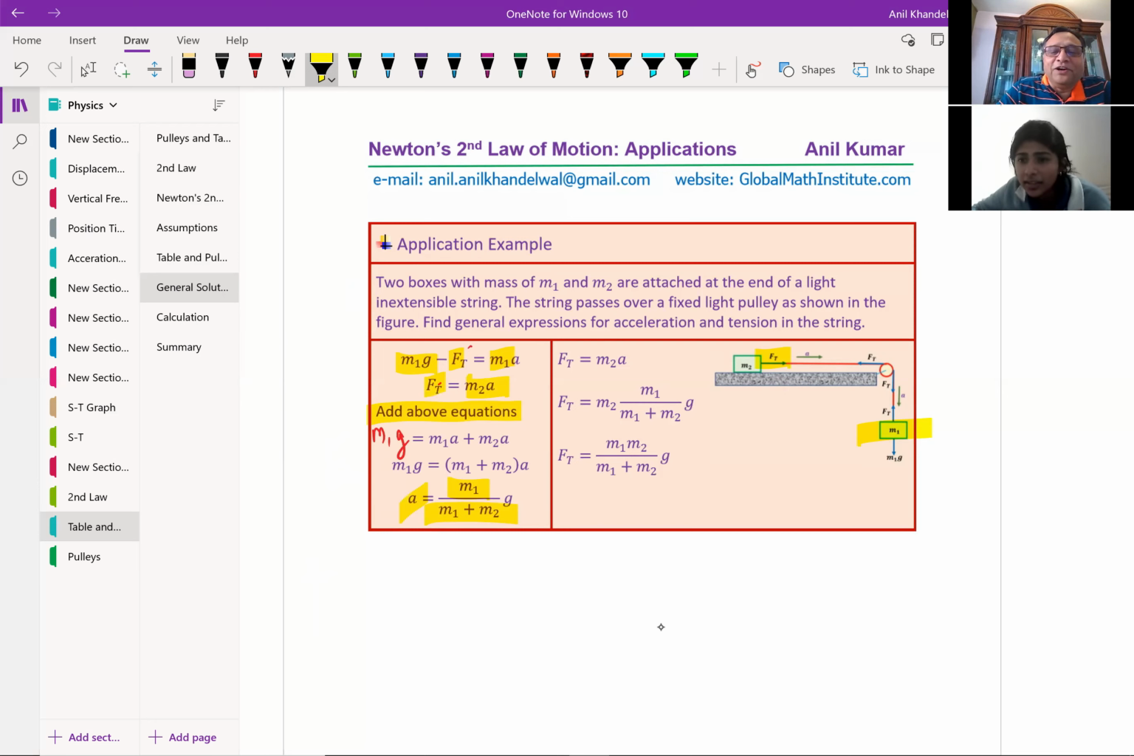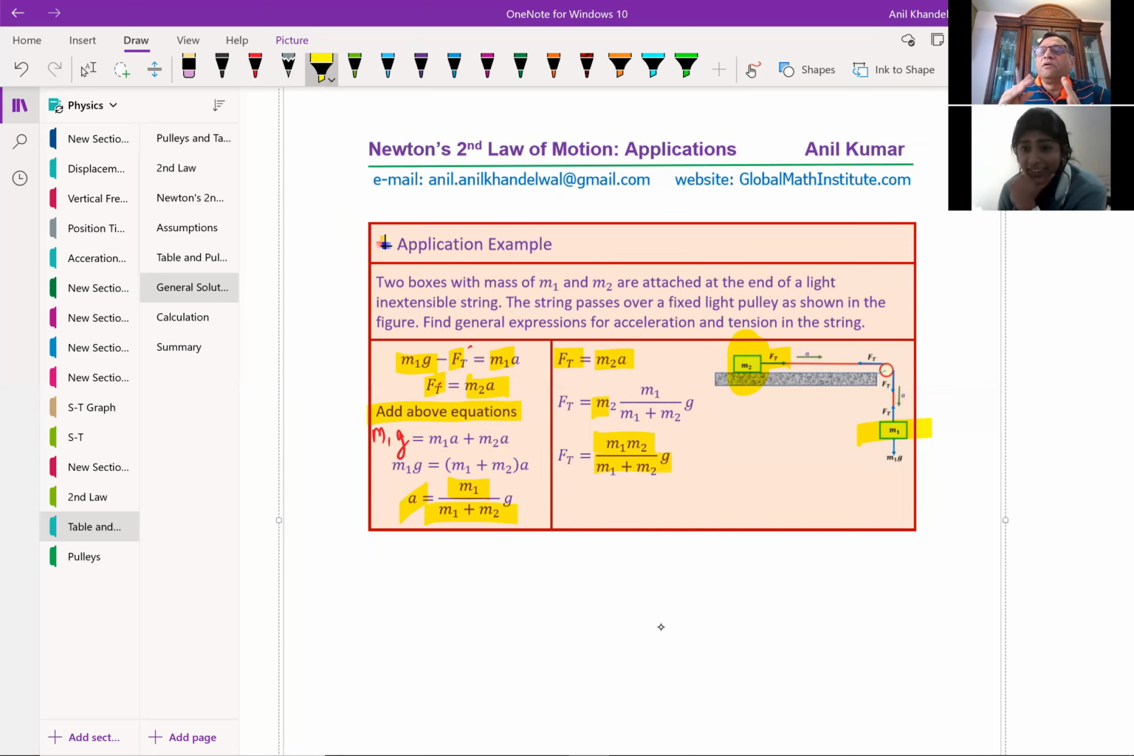Another thing, now F of T is m2 times a. So we'll just multiply the acceleration which we calculated with the mass of the second object, and we get our formula: product divided by sum times gravitational force. You see, product over sum times g. So F is mass into acceleration, right? Acceleration is gravity, and the mass is like product over sum in this case. Very important to remember. And since you know F is ma, you could go back to a also, which is m over m. You understand?